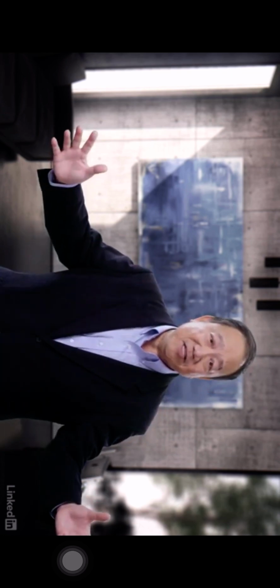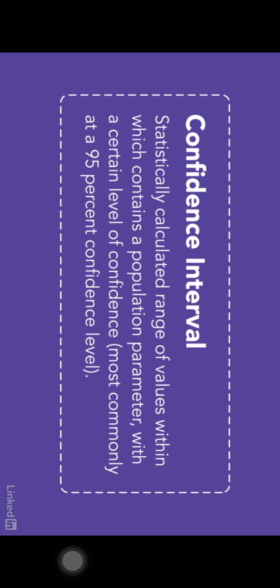Now, how confident will you be in saying that an interval of 0 to 100 inches includes the population mean? Now you're probably 100% confident. But having a 100% confidence level with such a wide interval is not useful. That interval is called the confidence interval, which is a statistically calculated range of values that contains a population parameter, such as the mean, with a certain level of confidence. It's most commonly set at 95%.